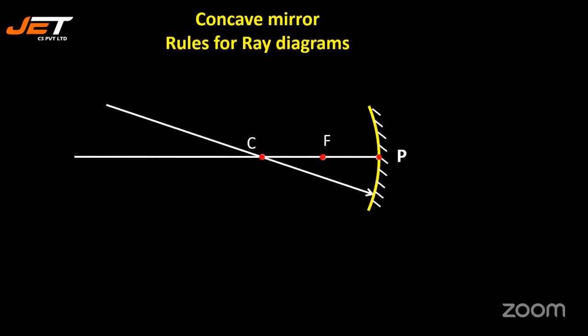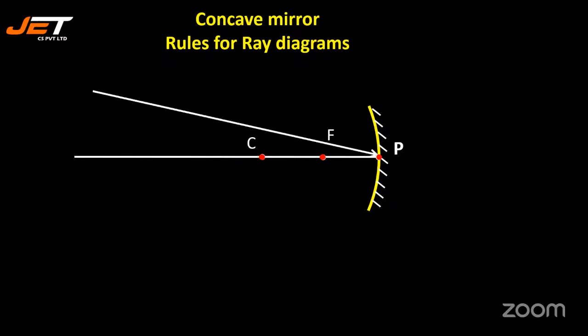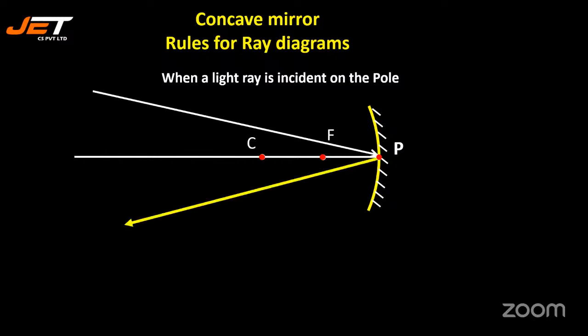A ray passing through center of curvature, incident on the mirror, will get reflected perpendicularly. It will hit the mirror perpendicularly, it will rebound perpendicularly, and it will retrace the path. So the reflected ray retraces its path. A ray hitting the pole of the mirror will get reflected symmetrically with respect to the principal axis.